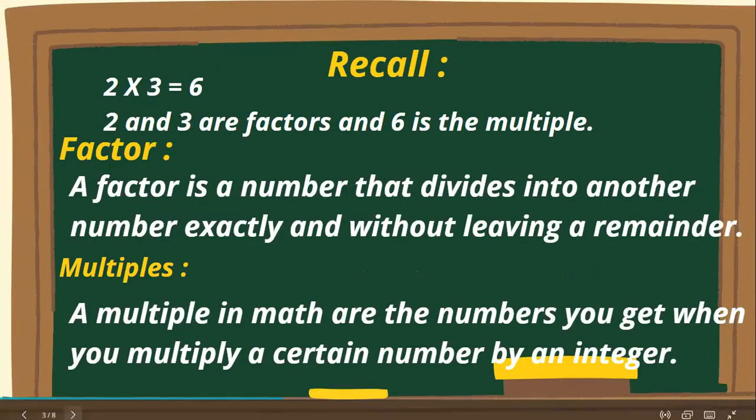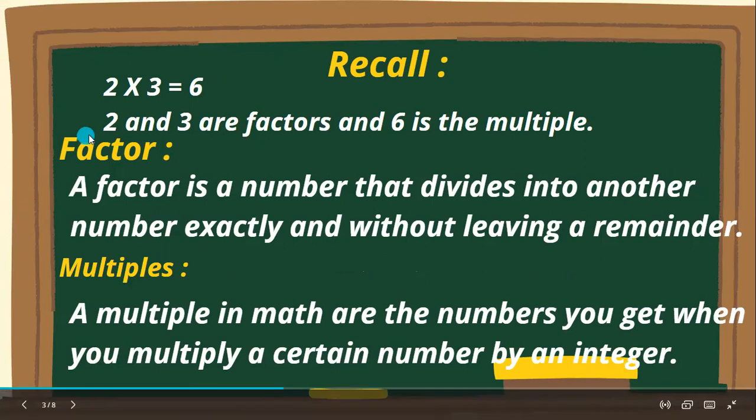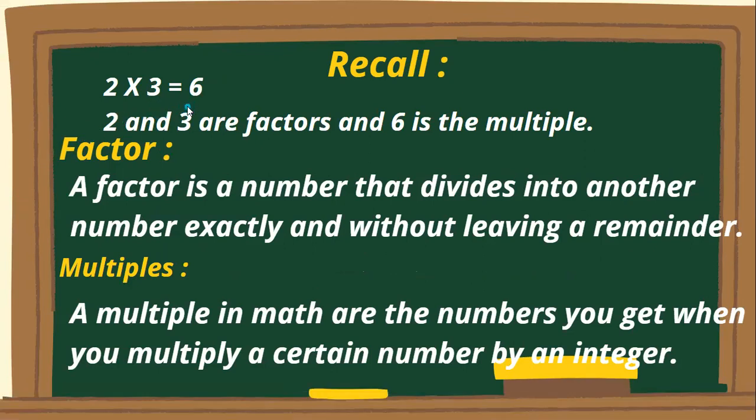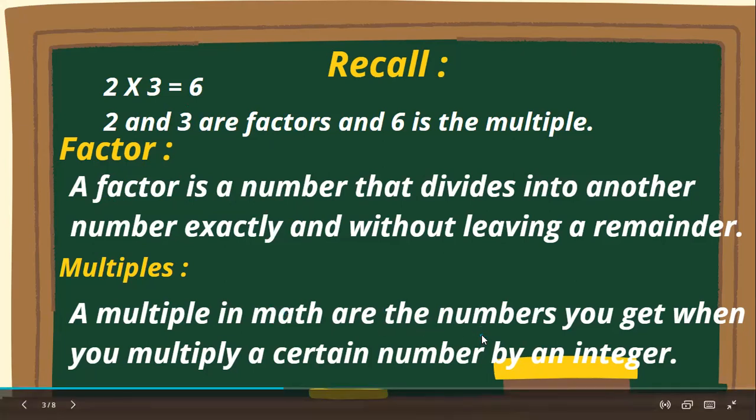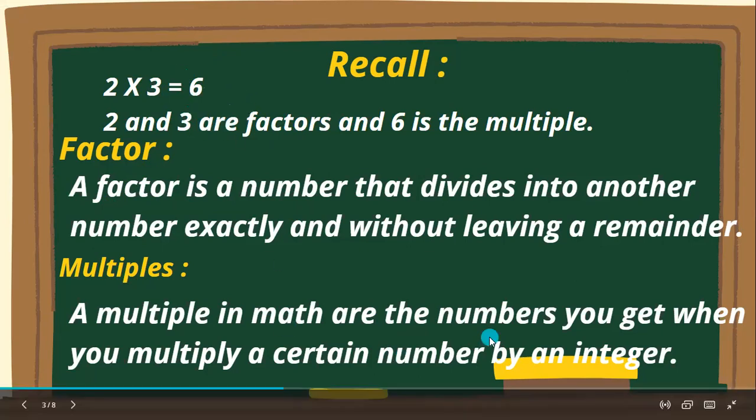Before we go into the lesson, let us recall the terms factors and multiples. So what is a factor? For example, 2 into 3 is equal to 6, right? So 2 and 3 are called factors and 6 is the multiple. A factor is a number that divides into another number without leaving any remainder. Multiple is any number that can be multiplied together and form an integer. So that is called multiples.